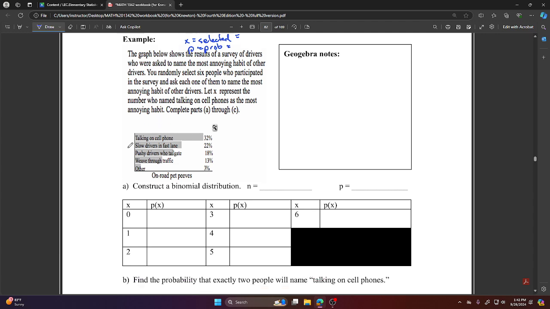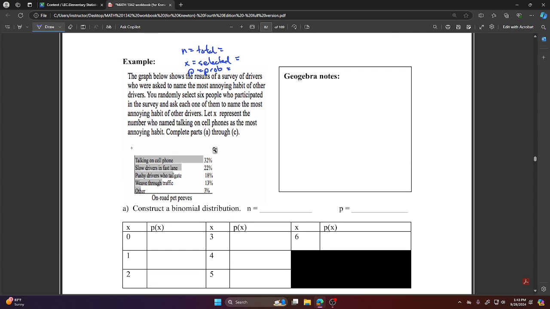And so looking around here, it says you randomly select 6 people to participate. Now, I know it says select right here, but these people are the total amount in our survey here. It's like they grab 6 people off the street and they're going to start asking them stuff. So that's actually going to be my total for this one. Now, each selected option is right here.